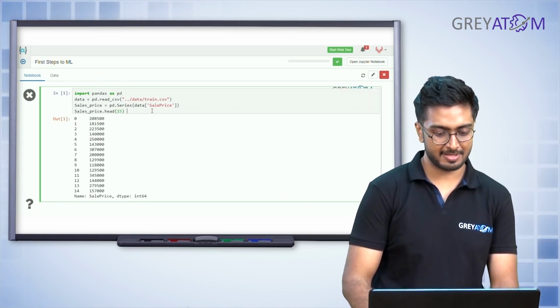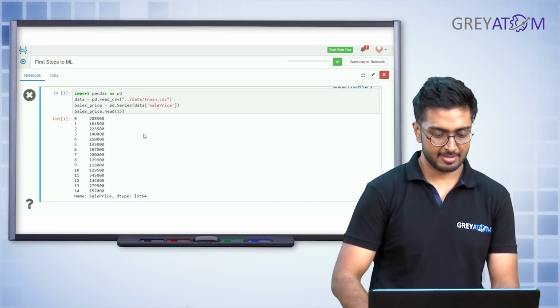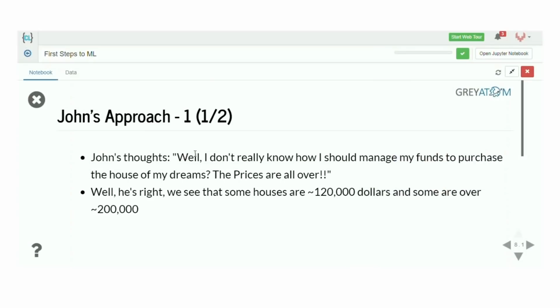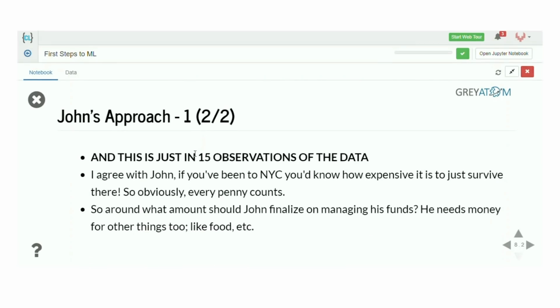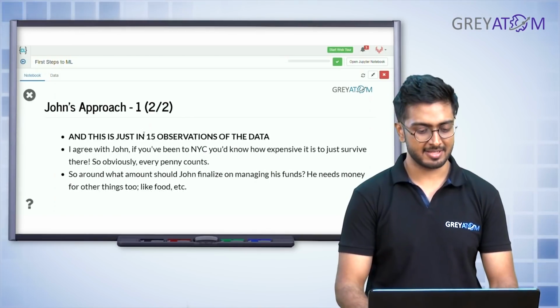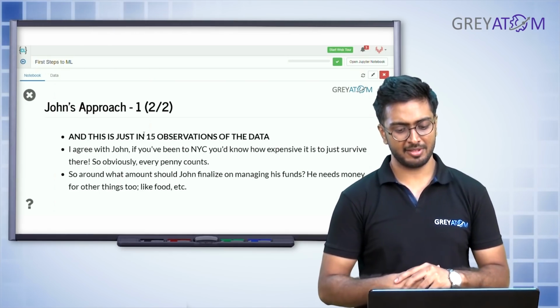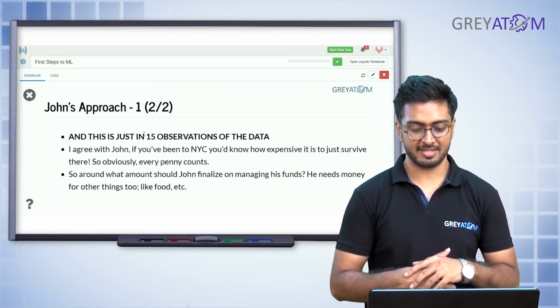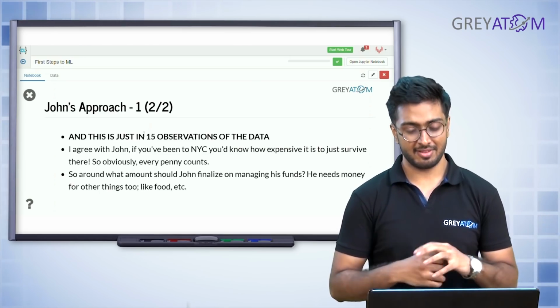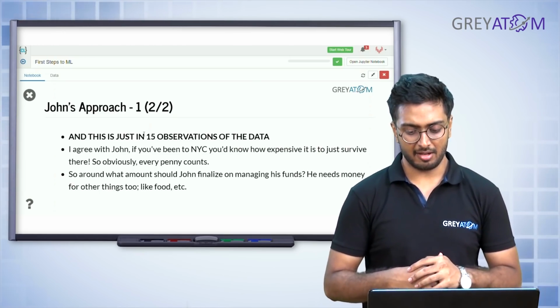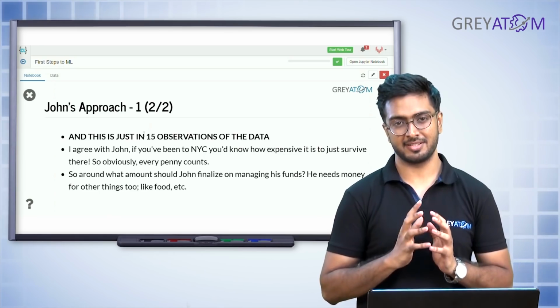haywire. They look absolutely all over the place, right? Well, obviously, prices are ranging from $120,000 to some over $200,000. Now, for a sane person, he has to plan for the fund that he needs to allot to buying houses. It's impossible, right? If you have been to NYC, you know how expensive it is just to survive. So every penny counts, and John needs to manage his fund very well, right?